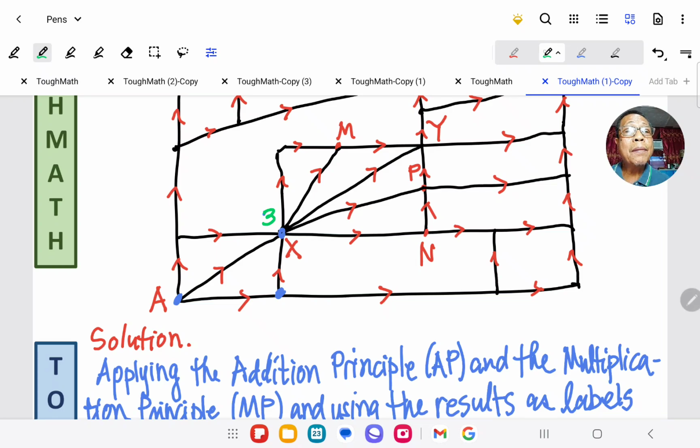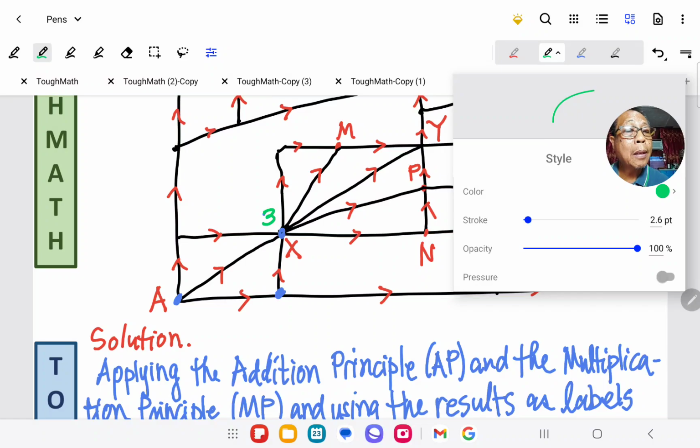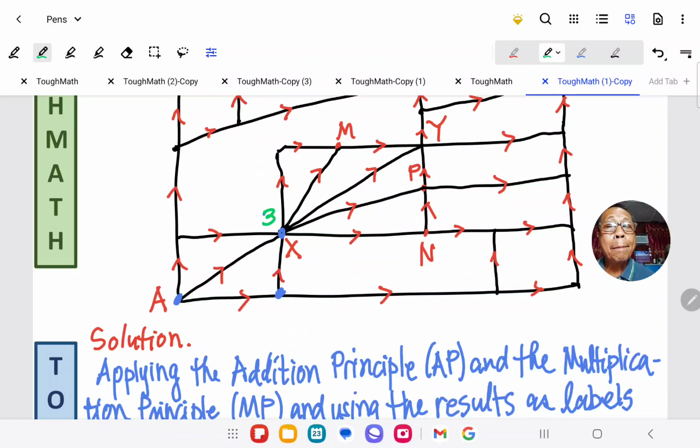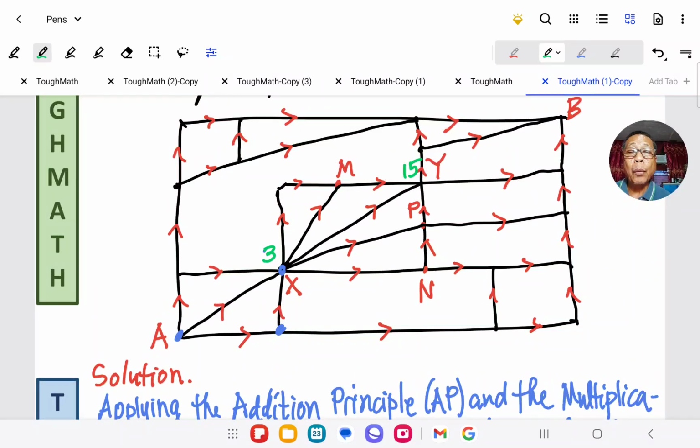So we write 15 here, here 15, and we will see later on that this agrees with our more detailed counting of the number of ways. Okay. And we also label the other parts. This one here is just 1, because there is just one way of getting to that point from A. This is just 1. This is just 1. This is just 1.